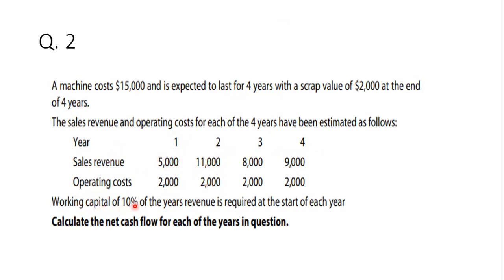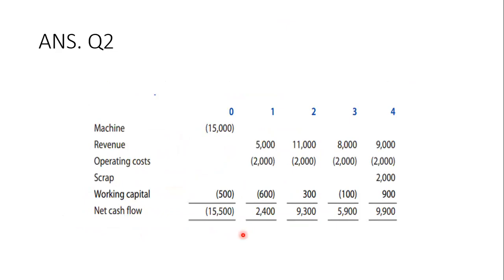Working capital of 10% of the year's revenue is required at the start of each year. Remember, working capital of 10% of the year's revenue is required at the start of each year. Required: calculate the net cash flow for each of the years in question. Okay. So we lay out beautifully the cost of the equipment, which is 15,000. That comes in before the beginning of the project. That is in year 0.